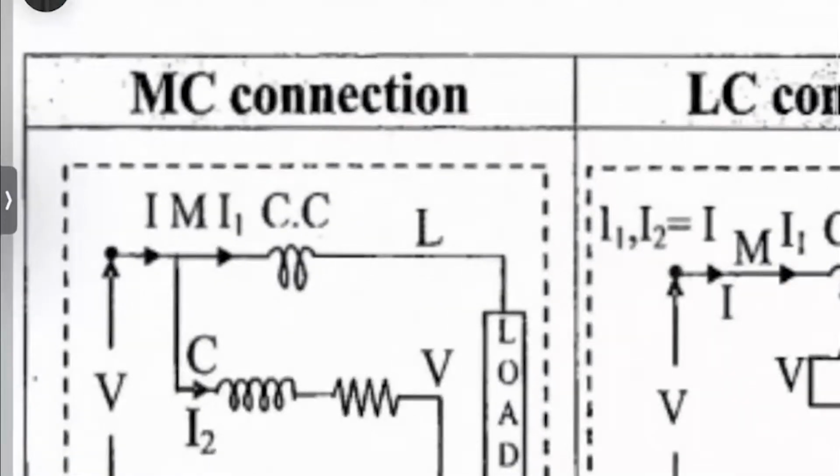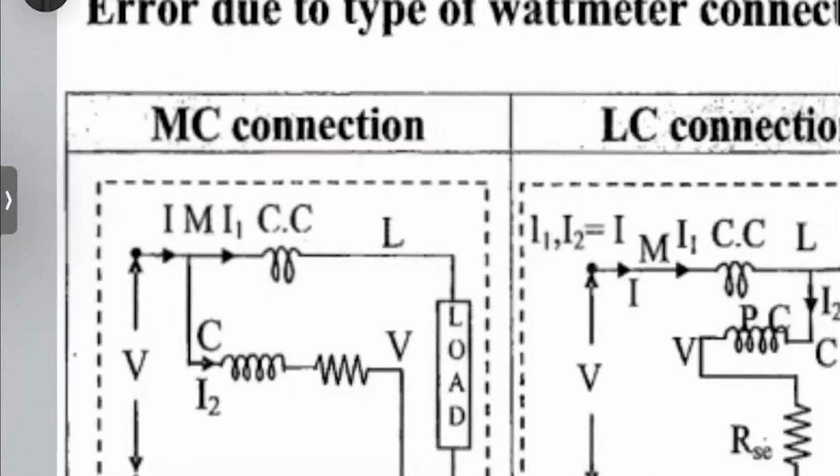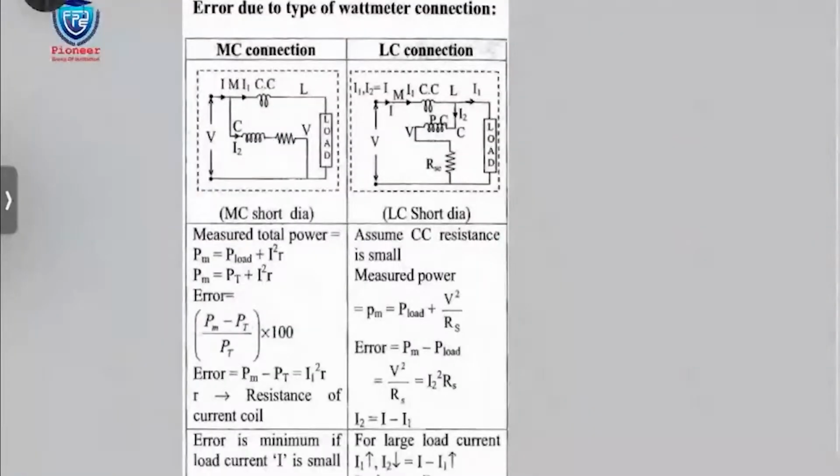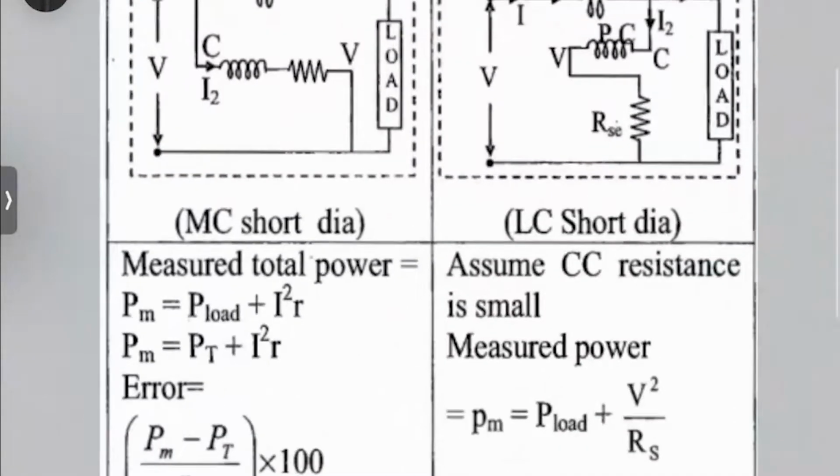Why the error? The current coil is needed to measure the current, and the voltage coil is needed to measure the load voltage. But what is happening along with the load current? This current coil is also drawing some current, for production of magnetic field. That means some amount of current is going to be wasted here in the form of loss.